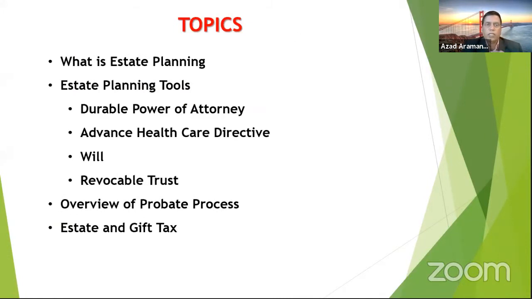Now, today's topic: what is estate planning, and what are the different tools or components of that? How do we ensure that we have a complete estate plan? Durable power of attorney is one of the components, one of the tools, and advanced healthcare directive, will, and revocable trust. These are the tools with which we do the estate planning. We'll also see an overview of what probate is, what that means, what the costs involved are, and how we can avoid it. In addition, we'll also see the estate and gift tax.